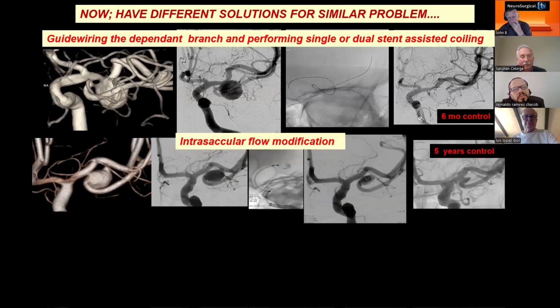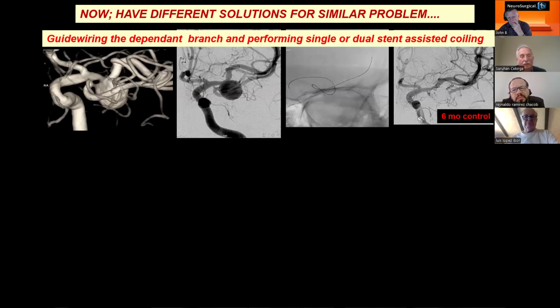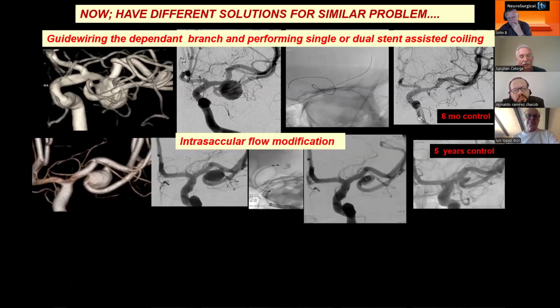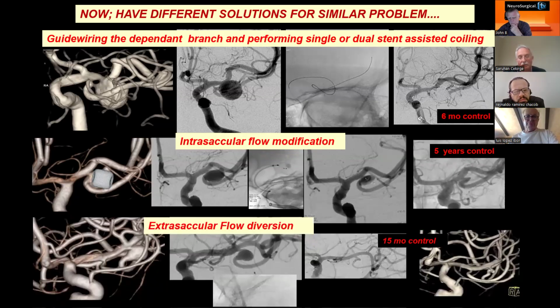Last slide. We have different options. You can wire, you can do Y-stent in a very similar aneurysm. You can do intrasaccular flow modification, and you can do extrasaccular flow diversion. And I think now in 2025, we have to tailor this, depending on the patient's need. But the real revolution is the flow diversion. Thank you very much.